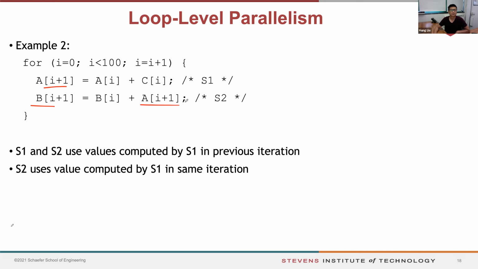Like S1 and S2: S1 uses values computed in the previous iteration, right? So that's the problem. S2 uses the value computed by S1 in the same iteration, A[i+1]. But for B[i], A[i], C[i], they are from the prior iteration, right?